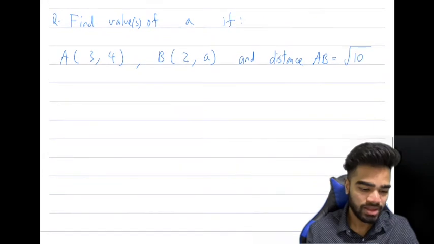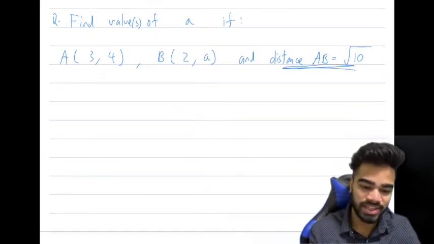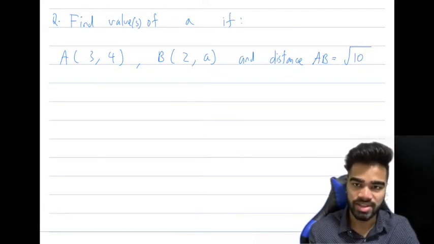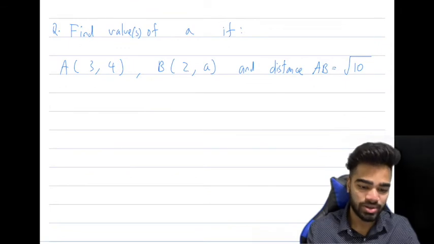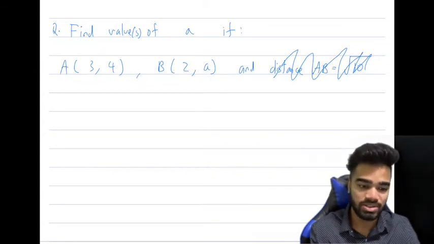Let's keep going. Now we have a variable we need to solve for. The question is giving us the distance this time, and now we have to solve for a. So a is a variable we need to solve for. Let's do it. We're going to do the same thing we did with midpoint. We're going to ignore that this distance exists and just find the distance between these two points using the formula.